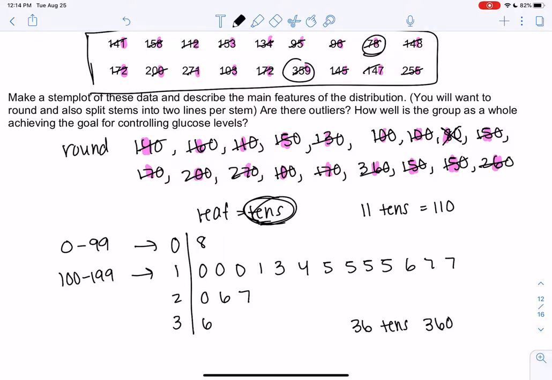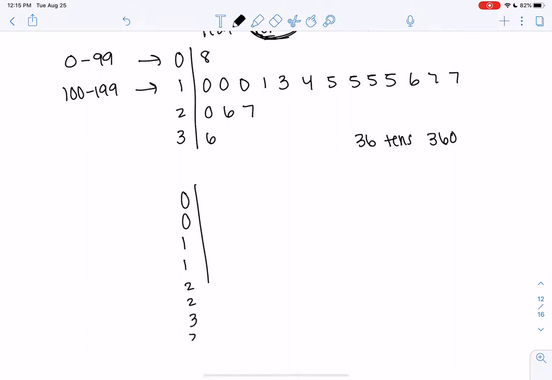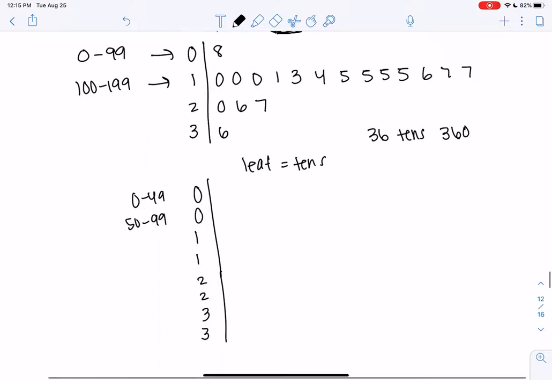So this graph works. The hundreds row is really long, and so that's why we're probably going to split it instead, like the previous examples. It's always into 2. So basically it's like 0 through 49, right? 50 through 99. And so on.